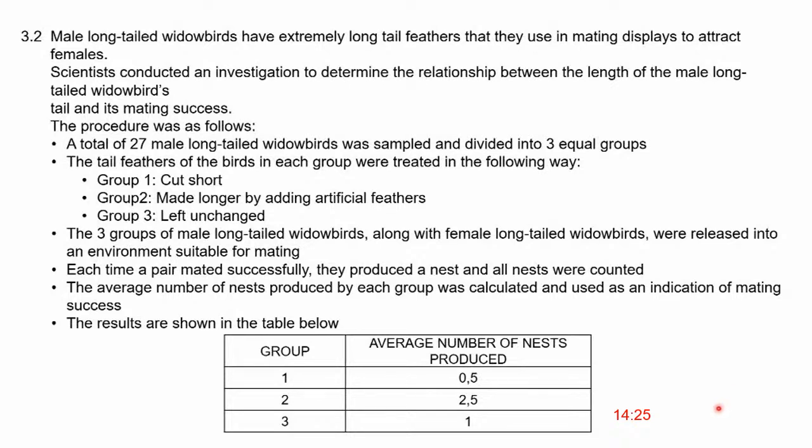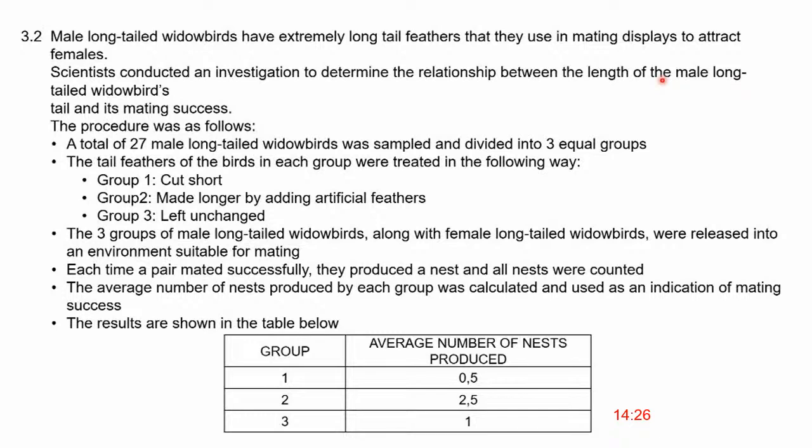A male long-tailed widowbird has extremely long tail feathers that they use in mating displays to attract females. Scientists conduct an investigation to determine the relationship between the length of the male bird's tail and its mating success. The procedure was as follows. A total of 27 male long-tailed widowbirds was sampled, where in group 1 the tail was cut short, in group 2 made longer by adding artificial feathers, and in group 3 it was left unchanged.